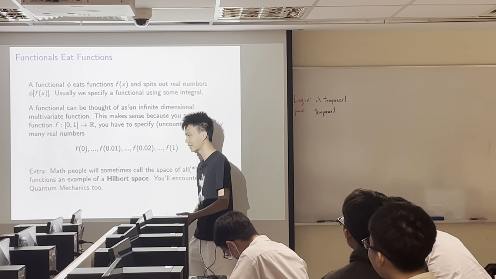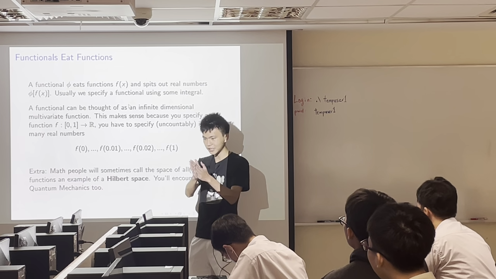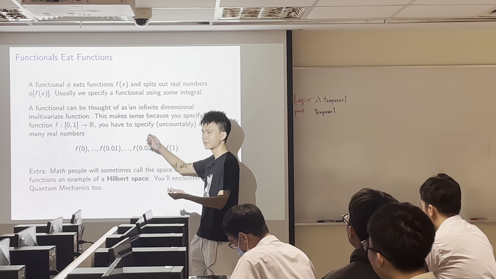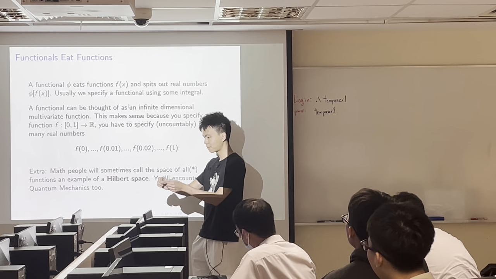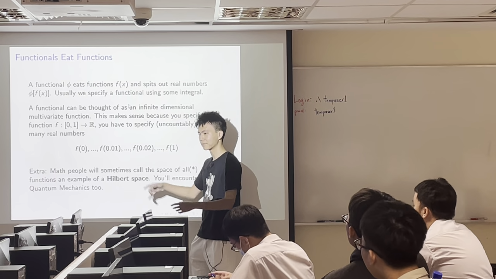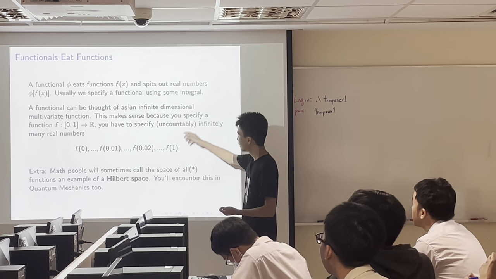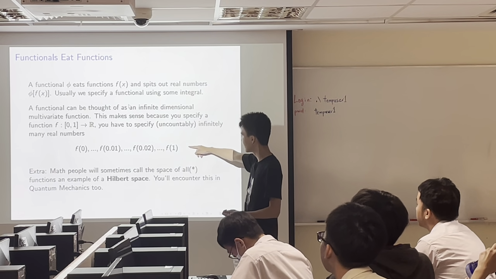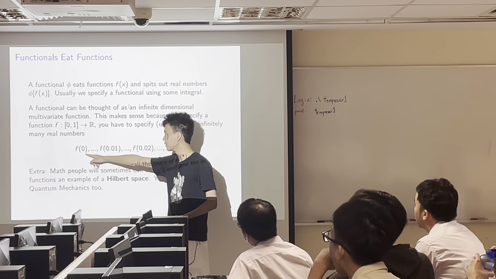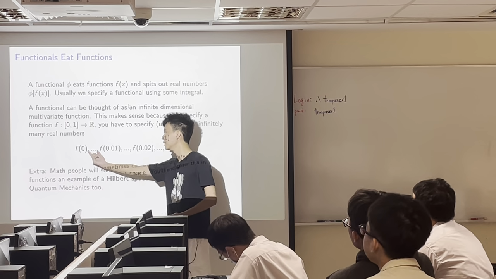When you specify a function, you're actually specifying infinitely many real numbers, right? One for each input. And of course, you usually write that as f of x equals x squared, but actually, that just tells you this point is 0, this point is 1, this point is 4, this point is 9, and so on. So with this idea, you can think of the infinitely many variables as different points along the function. So f of 0 is one variable, f of 0.01 is one variable. Of course, there's infinitely many in between.